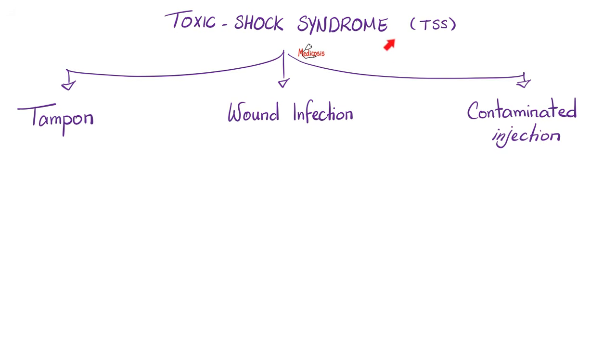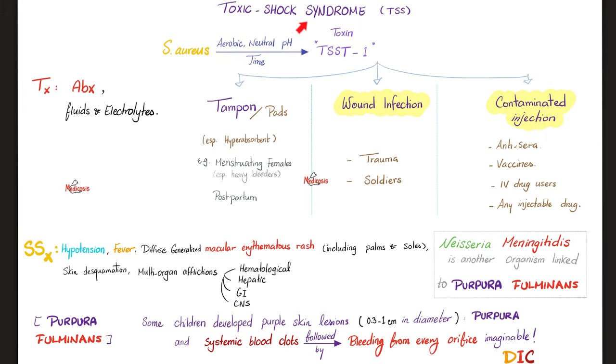Next, let's talk about toxic shock syndrome. Toxic shock syndrome can happen because of a tampon that's left there and not changed regularly, or by wound infection or by contaminated injection. Do you remember my competent female neurosurgeon? Yep. Tampons or pads, especially if they are hyperabsorbent.